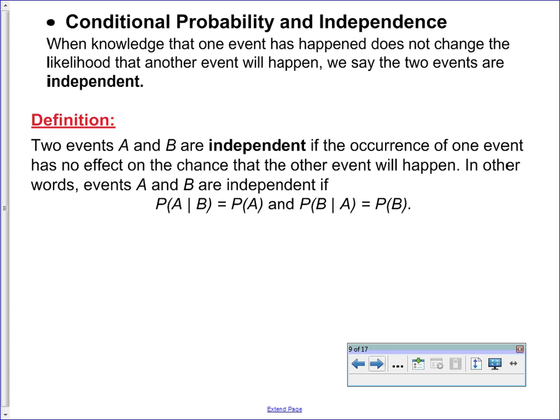Which leads us to our next thing, independence. When the knowledge that one event has happened does not change the likelihood that another event will happen, we say these two events are independent. Two events, A and B, are independent if the probability of one event has no effect. So if the probability of A given B is still the probability of A, and the probability of B given A is still the probability of B, then we say that those two events are independent.